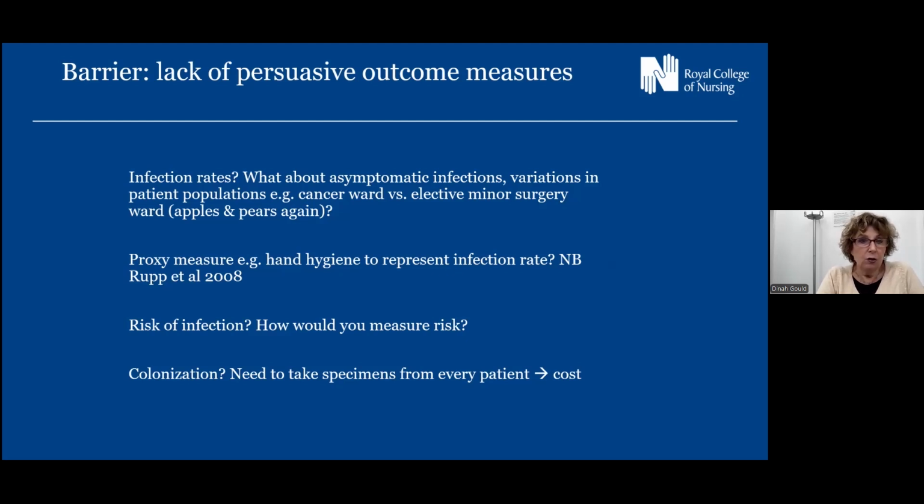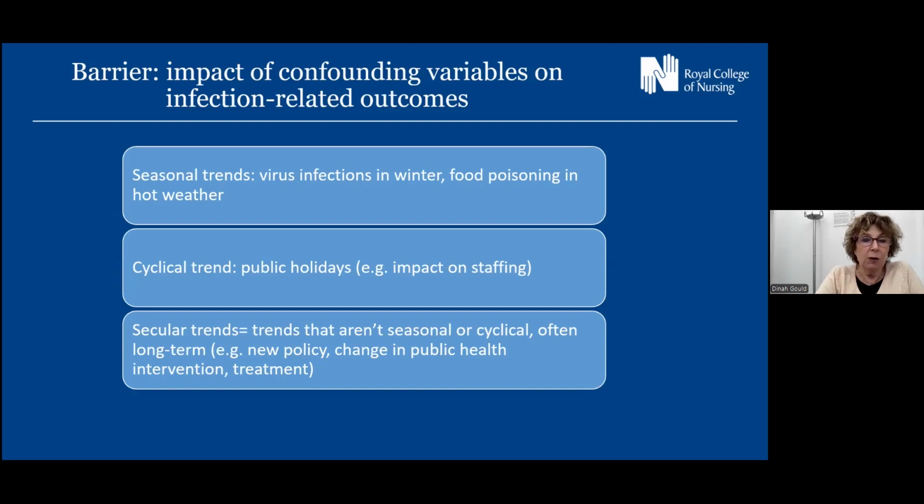And if you're going to measure infection rates, you've got to measure colonization rates. Now, you can pick out people with infections that are symptomatic because you can see the symptoms, but people who are colonized have no symptoms, as you know from the first teaching sessions that we had. So it would be very expensive to get specimens from everybody to know whether they were colonized or not. So that's another difficulty.